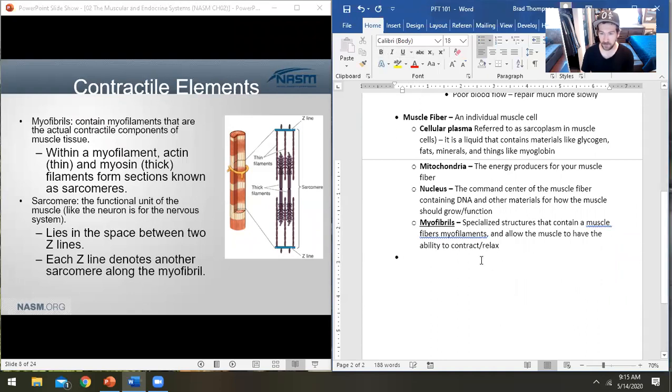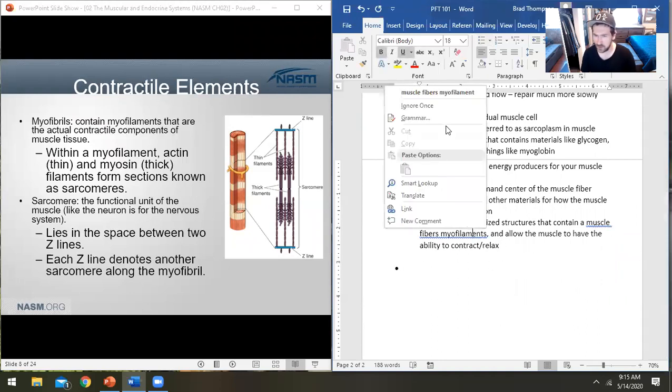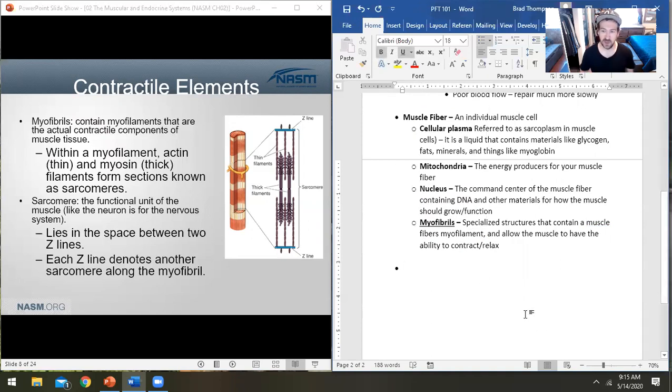Let's see here, go like that. What do you not like that? Okay. Okay, so what are myofibrils? Or at least what are these myofilaments? So you are going to have, actually, sorry, not myofilaments. Man, Thursdays, my brain's all scattered. I'm all over the place today.